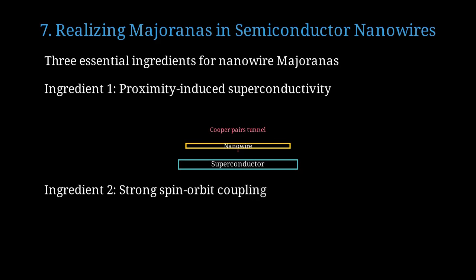Second, we need strong spin-orbit coupling. This couples the electron's motion to its spin direction. The Rashba spin-orbit Hamiltonian is alpha times (kx sigma y minus ky sigma x), where alpha is the coupling strength and sigma are Pauli matrices.